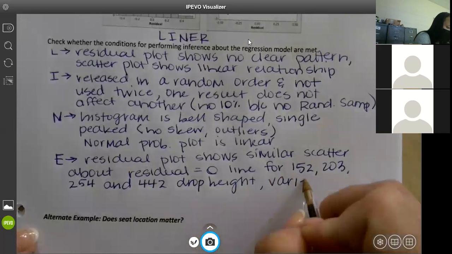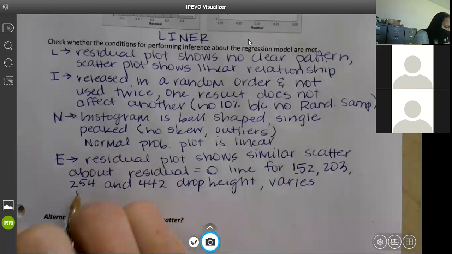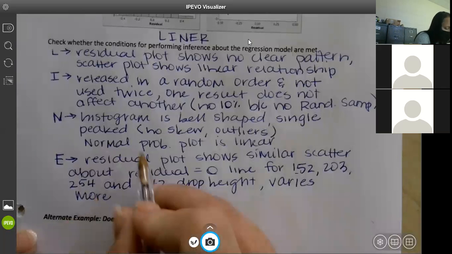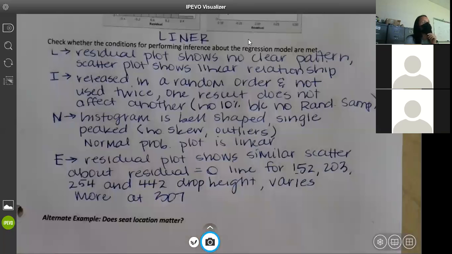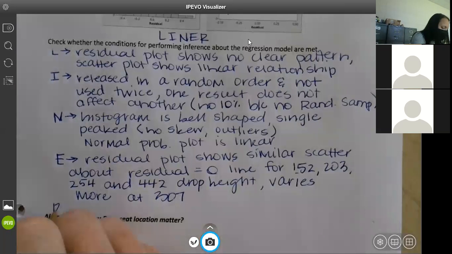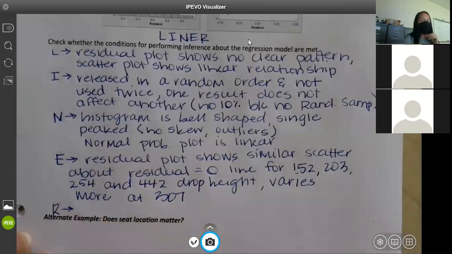It varies more at the 307 drop height. Okay, so we're gonna hold on to that for a minute. It's not enough to worry about, but that may be one thing that would cause this to fail. Okay, but it's not big enough to worry about. It's kind of like the strong skew versus the moderate skew.